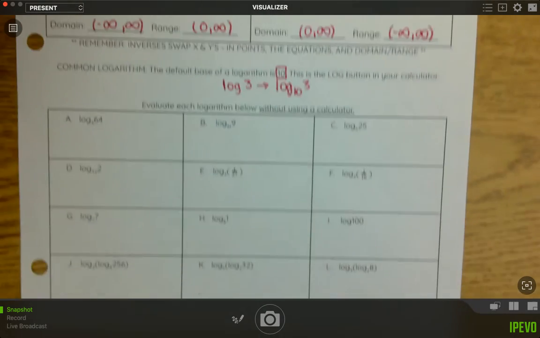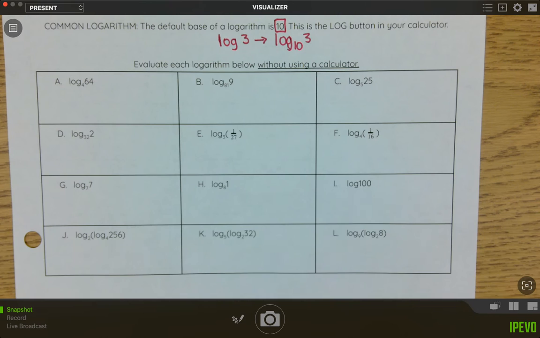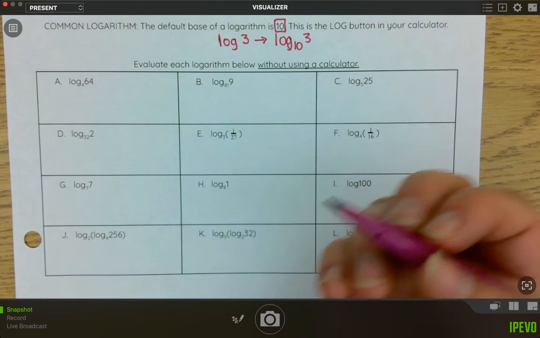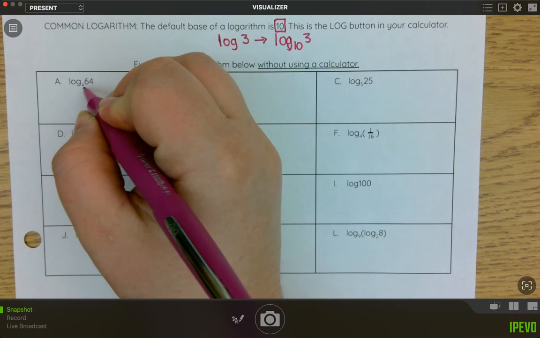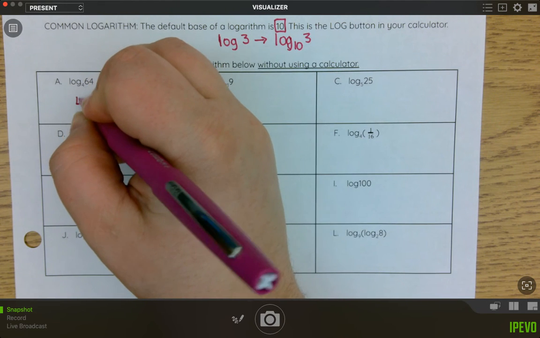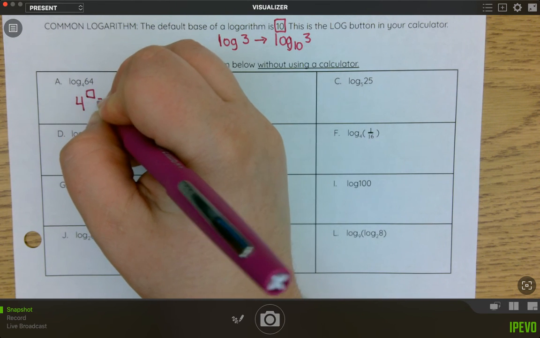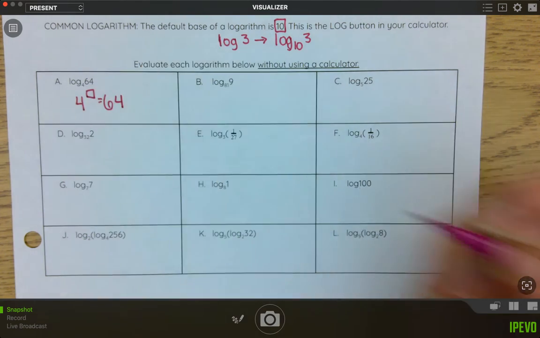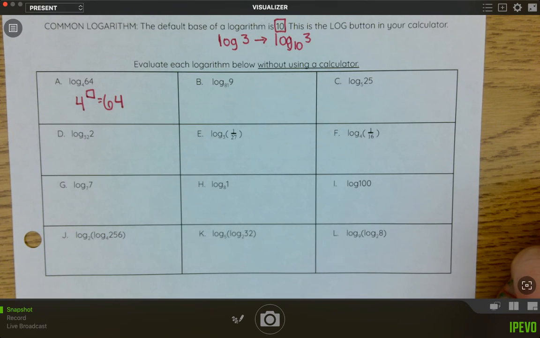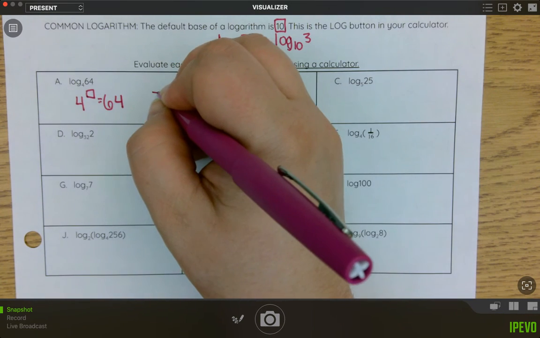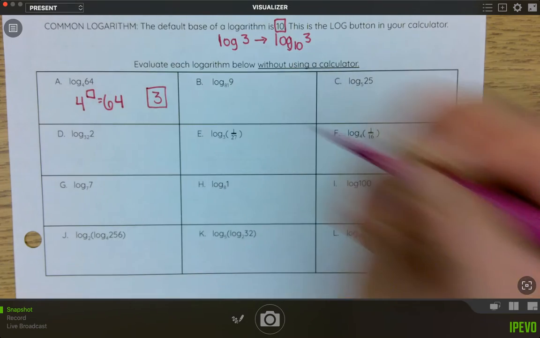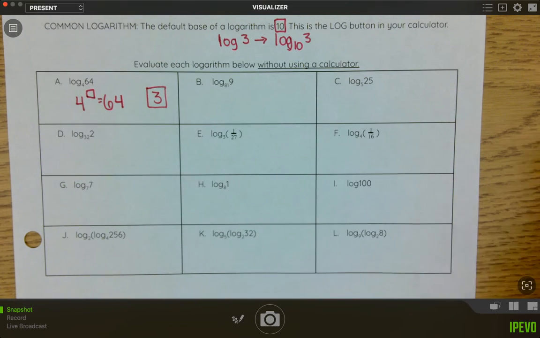Here's how these examples down here work. It says evaluate without using a calculator. That means don't just type it in and hit enter. What you need to do is remember that the logarithm equals the power of this that gives you this. So 4 to what power equals 64? Well, 4 cubed is 64, so your answer here would be 3. And that's really how all of them work.